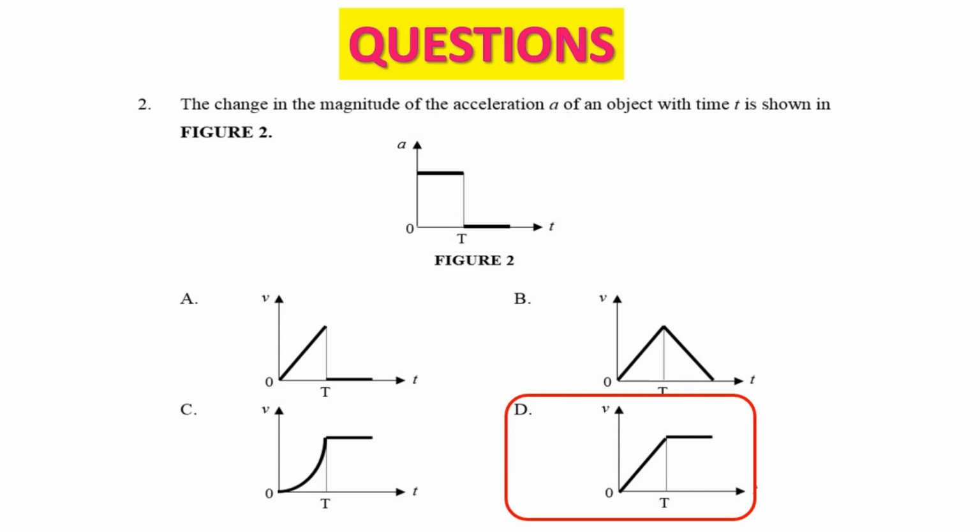Increasing velocity with time, so this one is uniform acceleration. And moving with uniform velocity, the acceleration is equal to 0.